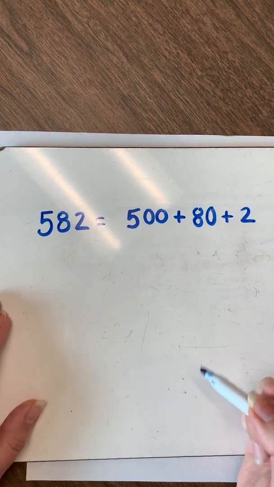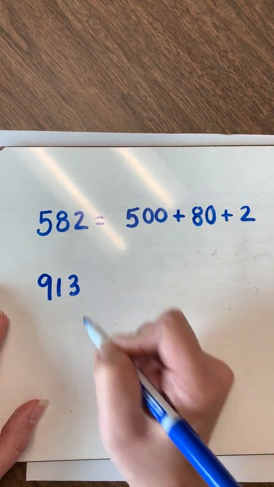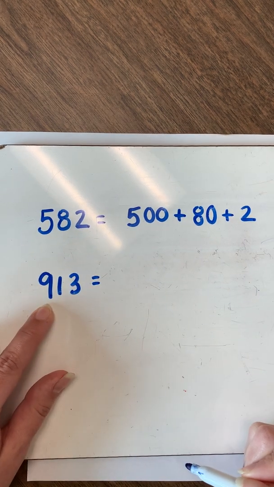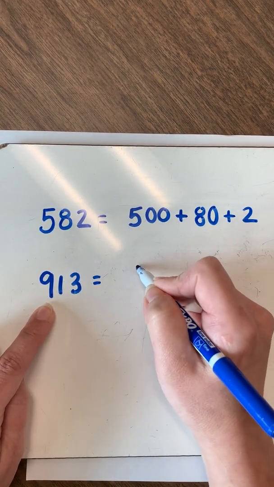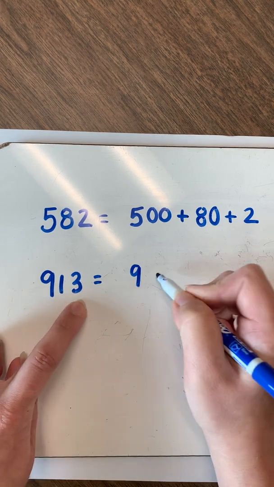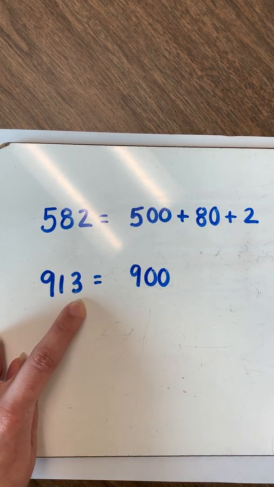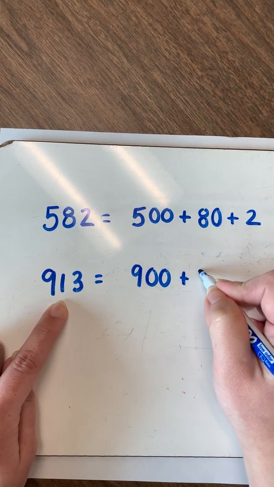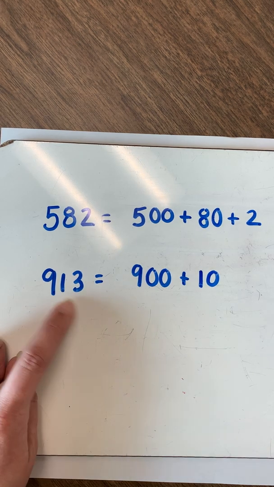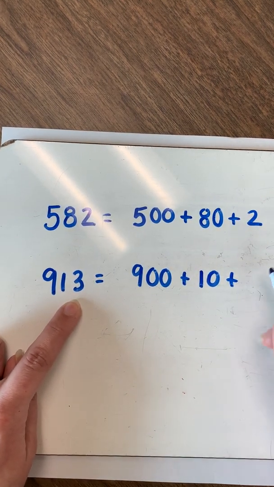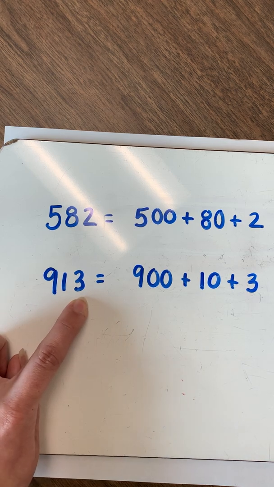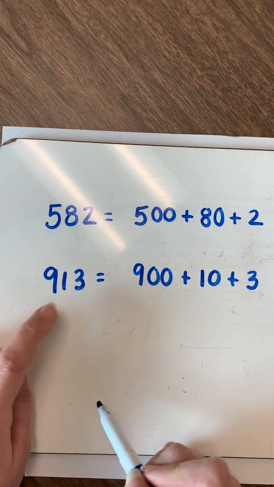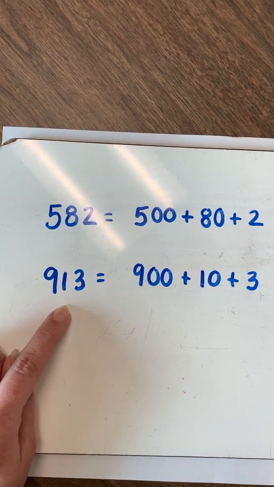How do you think we're going to write 913 in expanded form? Start with your hundreds place. 9, fill your zeros in, 900 plus, now your tens, 10. And how many ones? 3. 900 plus 10 plus 3 is equal to 913.